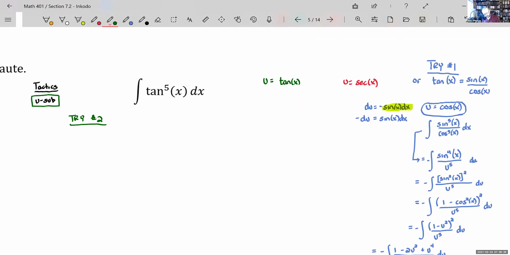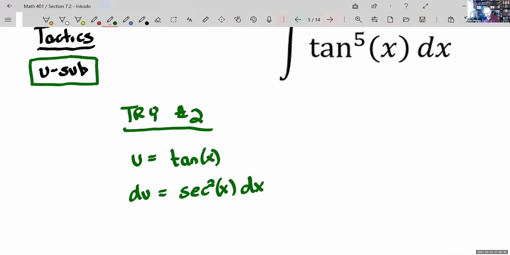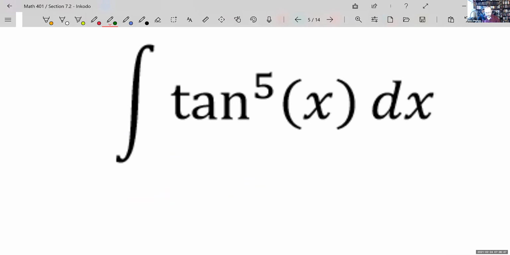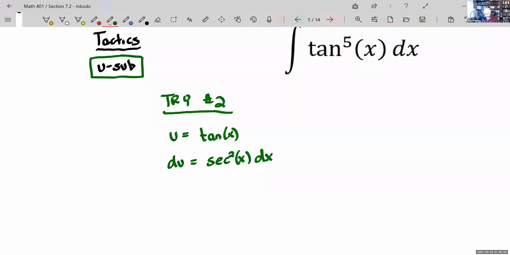If we let u equal the tangent, then du is forced to steal away secant squared. And I don't see a secant squared here. And that is why the second try, the way we're going right now, is not super great of an idea, although you might be able to do something with this. Who knows? So let's just try this out.